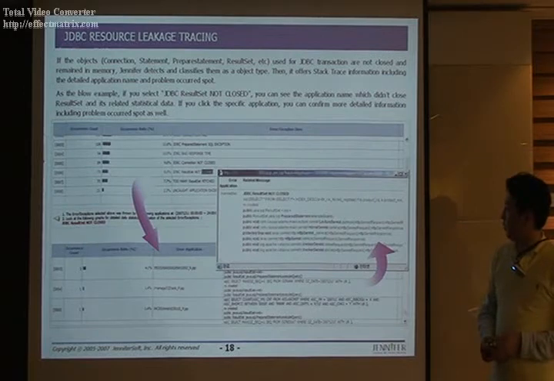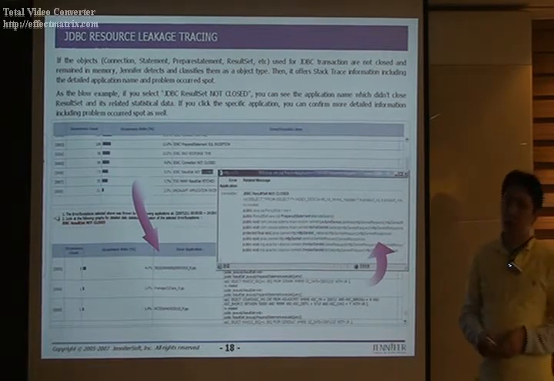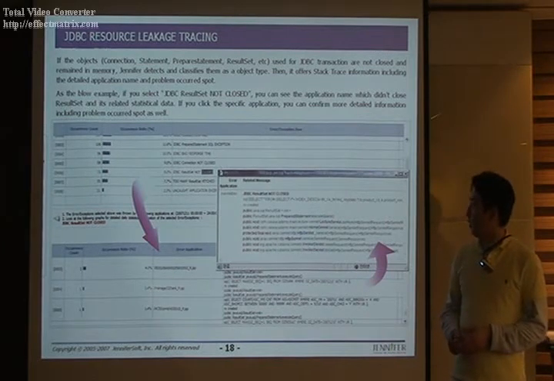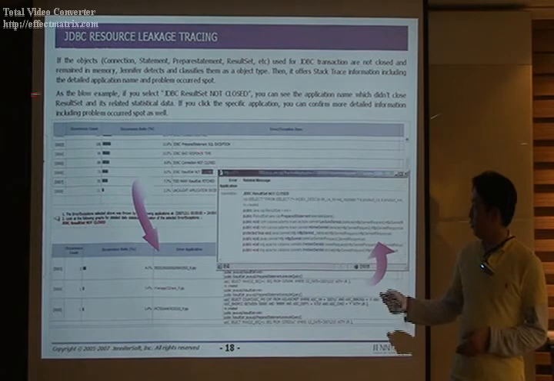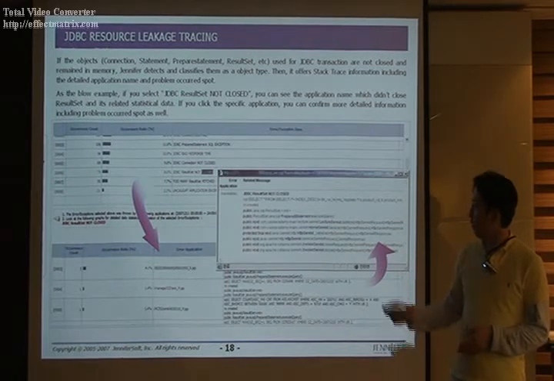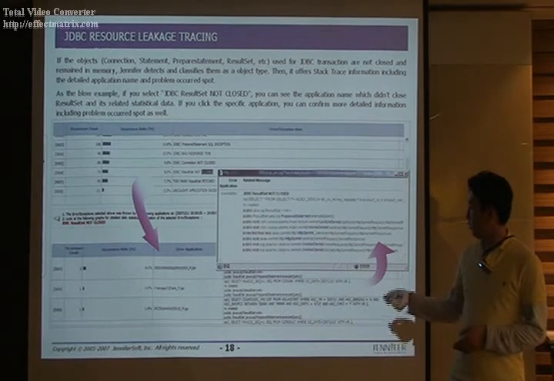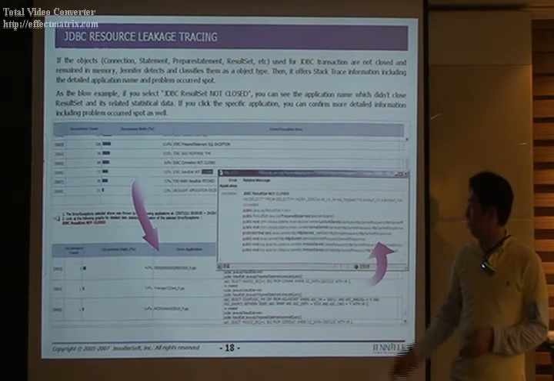JDBC resource leakage tracing. Same deal over here. Jennifer monitors whether or not a JDBC connection set is closed, and if necessary, Jennifer can be set to kill the connections. Another example you see over here where you can drill down from one screen into a more detailed screen simply by clicking on the module.